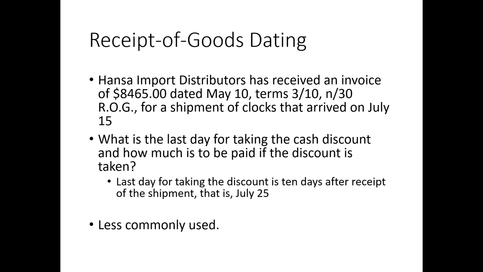So I receive the items and I start counting from there. Okay. Nevertheless, the entire amount is due within 30 days of the receipt of those goods. So again, I'm sorry, the invoice was dated May 10th. The clocks arrived on July 15th. All counting starts on July 15th. 10 days from July 15th, it's July 25th. So that becomes the end of the discount period. And nevertheless, 30 days after July 15th is when everything needs to be paid.